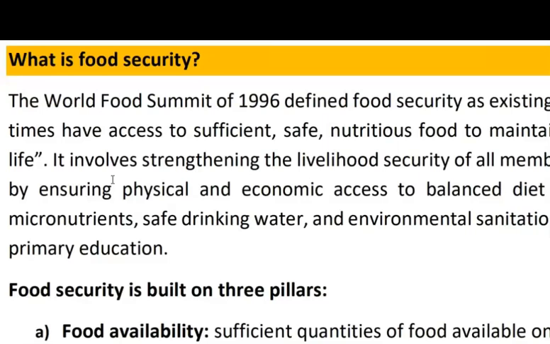And how? By ensuring physical and economic access to a balanced diet, which also includes essential micronutrients, safe drinking water, a clean environment, basic healthcare, and primary education. So, as we can see, a much broader aspect is covered under food security, and not just ensuring the availability of subsidized food. Many people may think that food security only means the availability of food and accessing food, but here it says ensuring physical and economic access.